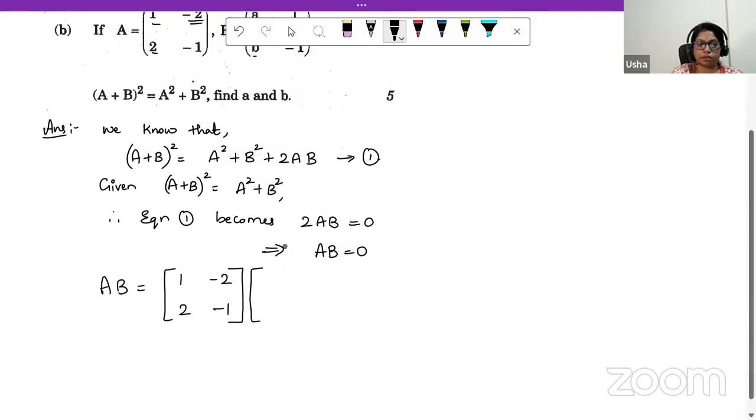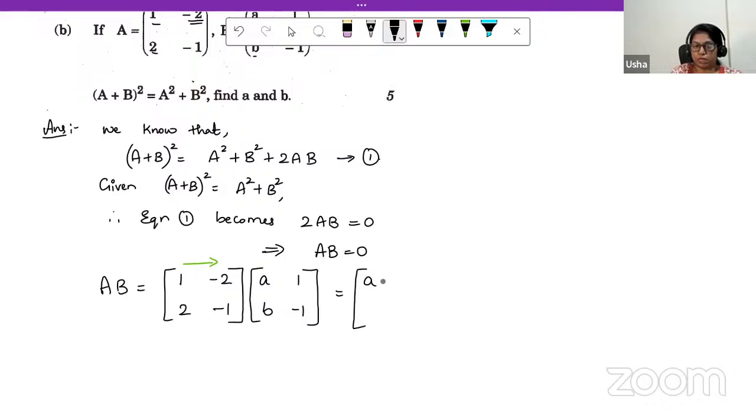Next here it is A, 1, B, minus 1. So you should multiply first row with first column and second column, and then second row with first column and second column. So 1 into A is A, plus minus 2 into B is minus 2B. This is the first element.